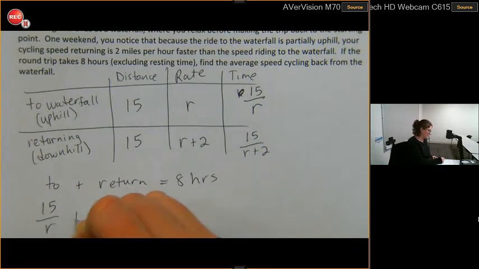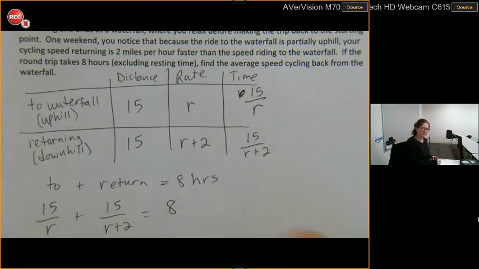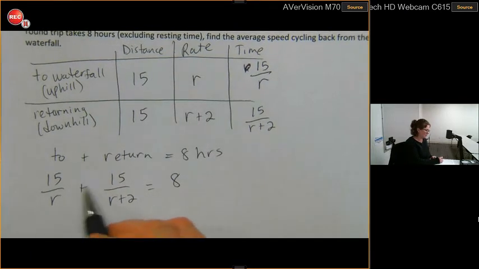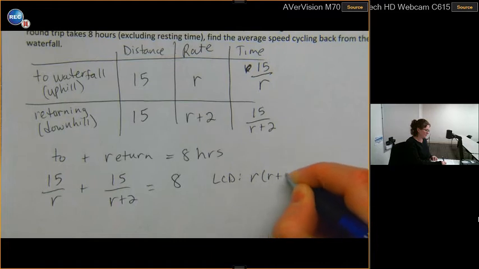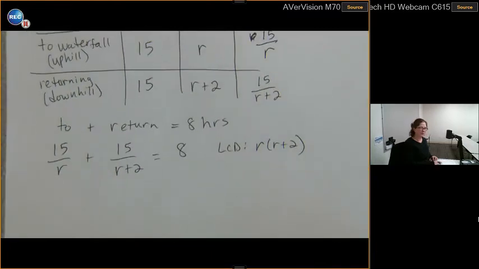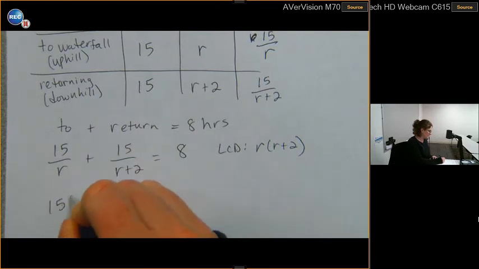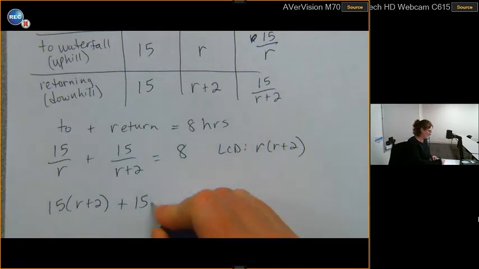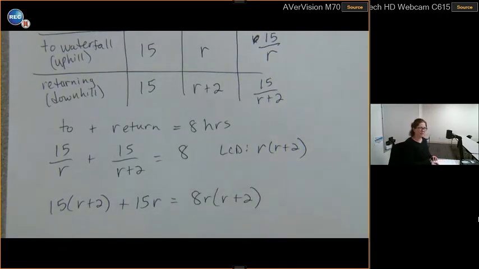15 over r plus 15 over r plus 2 equals 8. No cross multiplying here because we have this plus and 2 fractions. So we need the LCD. And when I multiply by the LCD, the r is going to cancel out. And then the r plus 2 is going to cancel out. And then nothing cancels out on the 8.